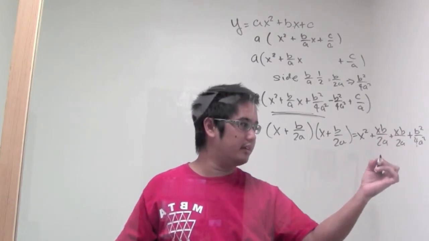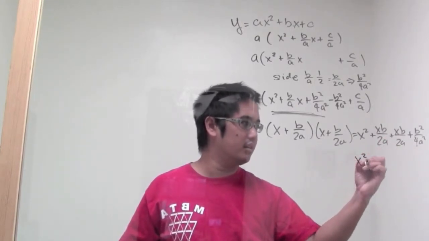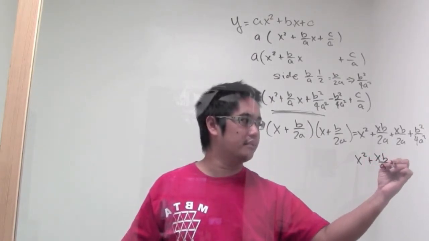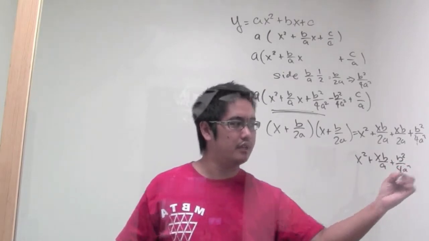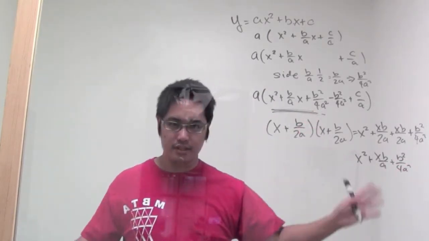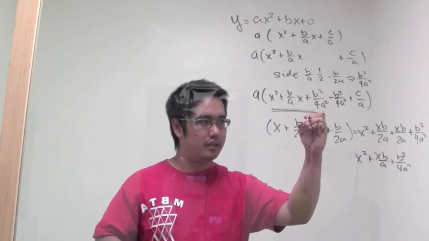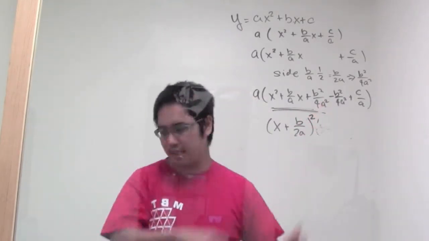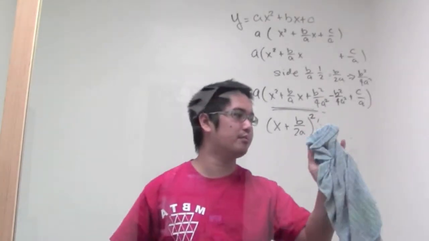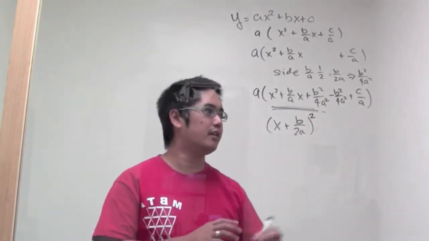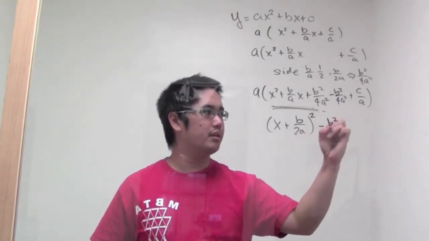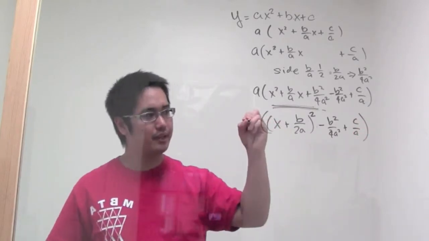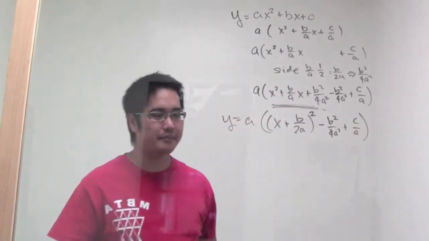This guy right inside can add together. So I have x squared plus xb over a plus b squared over 4a squared. Hey, that's exactly what I have underlined. Those are the same. Alright, so can I write this without you freaking out? This is the same as that. I'm just going to make this a little prettier. I still have the minus b squared over 4a squared plus c over a. Multiply the entire thing by a, and that's still equal to y.